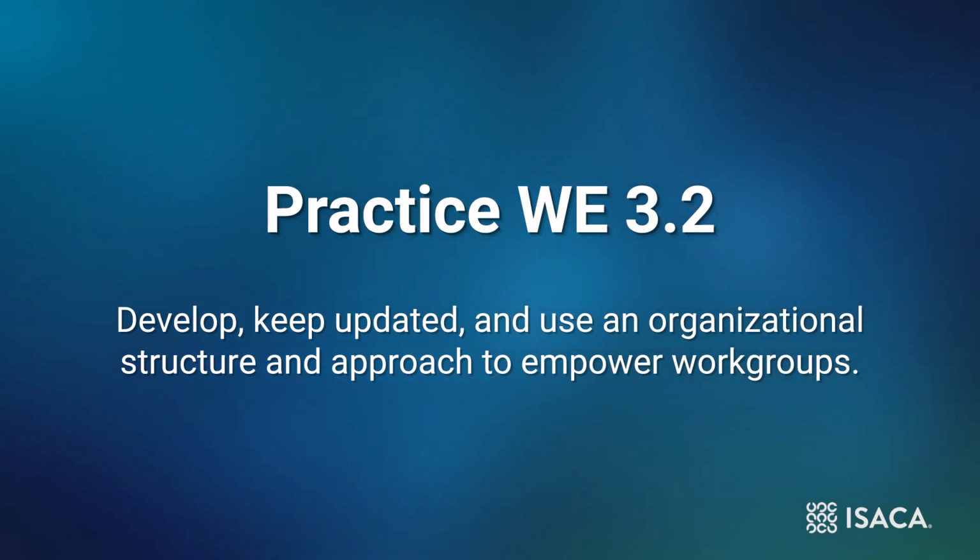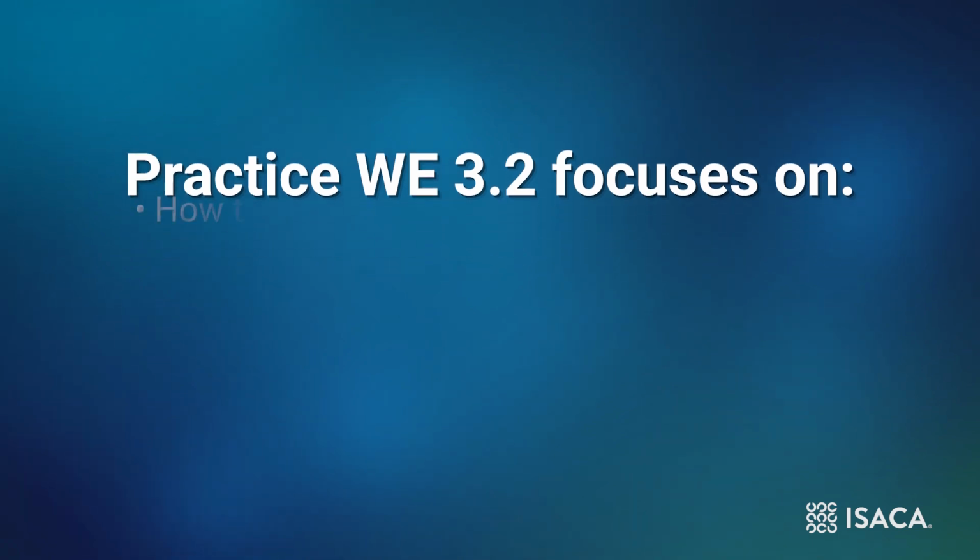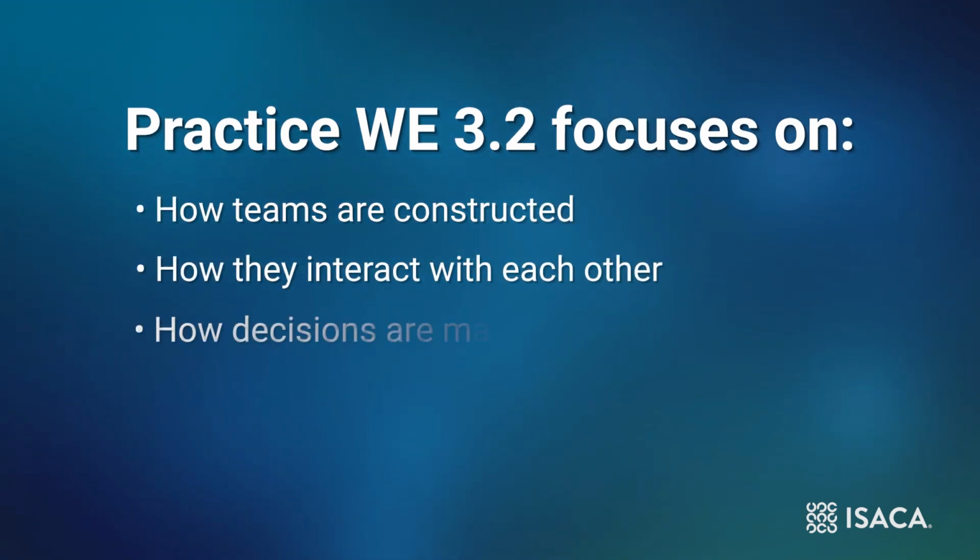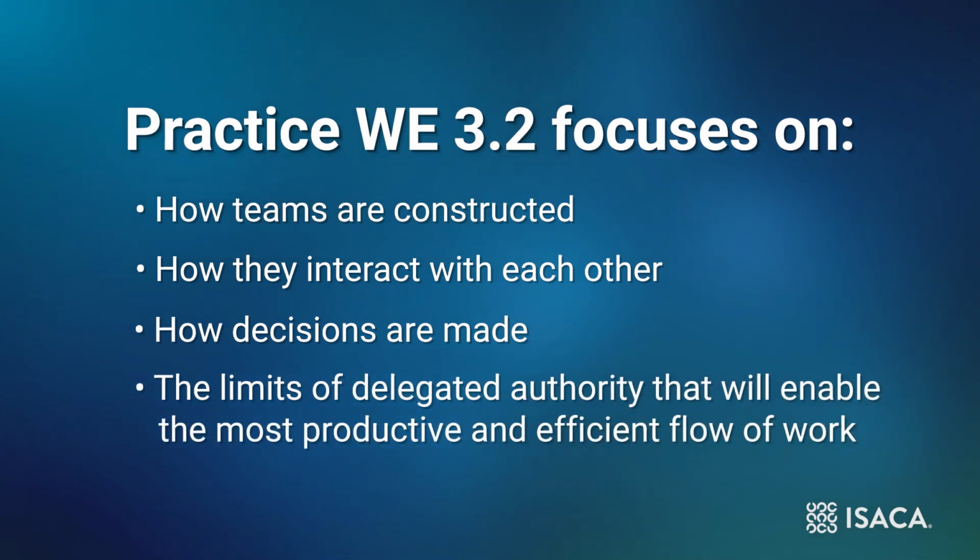This practice takes the principle further by looking at how the organization is configured. The structures of the organization and how they interact should reflect the organization's values and key principles while enabling a healthy work environment. For example, if it is stated that groups should manage their own work autonomously, the organizational structures may require bureaucratic approval mechanisms. If that occurs, the structures and empowerment principles may be out of sync and work may not be as productive. This practice focuses on considering how teams are constructed, how they interact with each other, how decisions are made, and the limits of delegated authority that will enable the most productive and efficient flow of work.